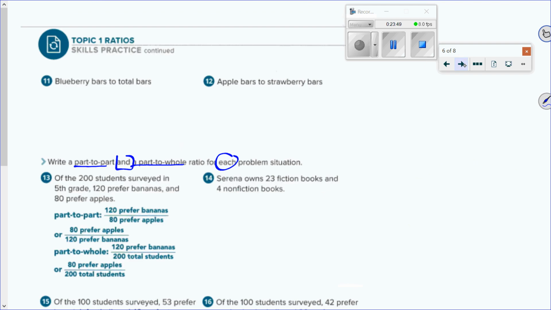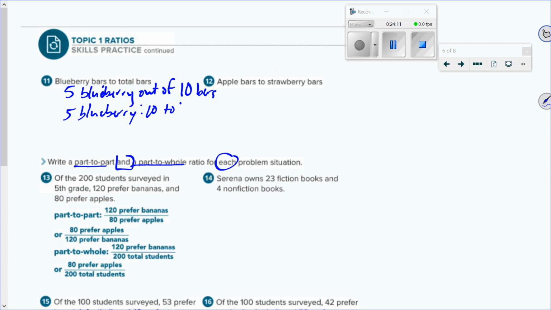Okay, turn it over. Let's look at our back. First, we did blueberry to total. Blueberry was 5, correct? So 5 blueberry out of 10 bars. So we have 5 blueberry to 10 total. Or as a fraction, 5 blueberry to 10 total, which we could simplify, divide those by 5 to give us 1 to 2.